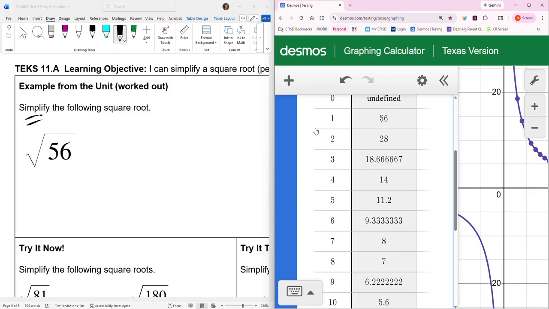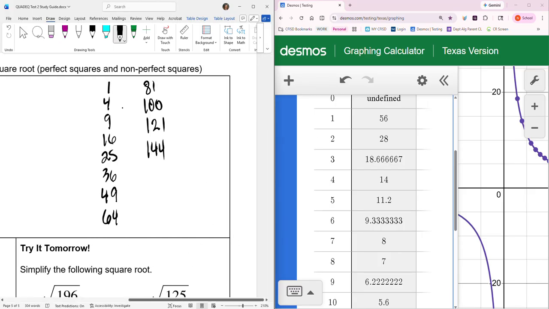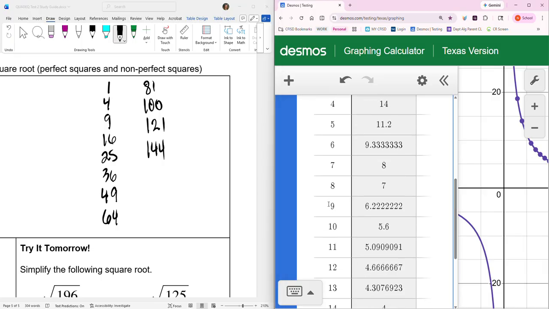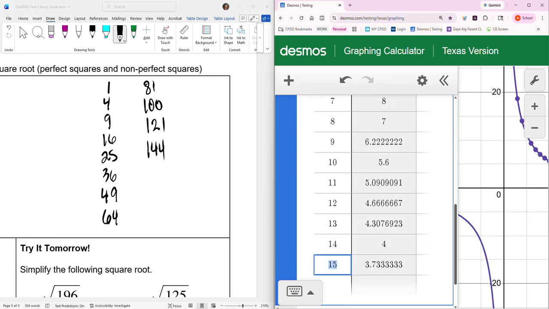So we got factors of 56: 1 and 56, 2 and 28, 4 and 14, 7 and 8, 8 and 7, so on and so on. Now, of those factors, we're specifically looking for one of those perfect squares. Okay, so I'm looking at 4, 9. So 9 is here on the x value, but it's 9 times 6.222. So that means 9 is not a factor of 56. So let's look at 4.